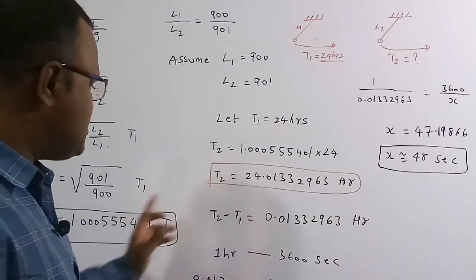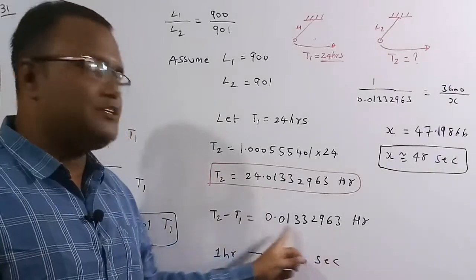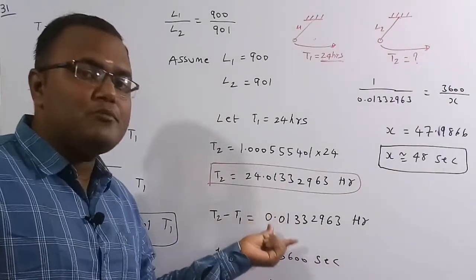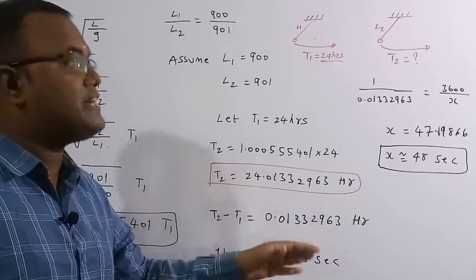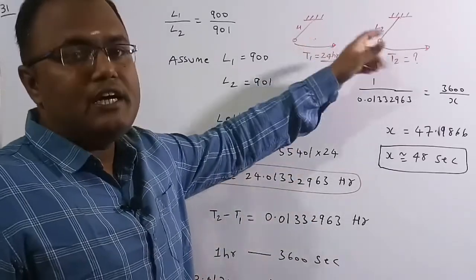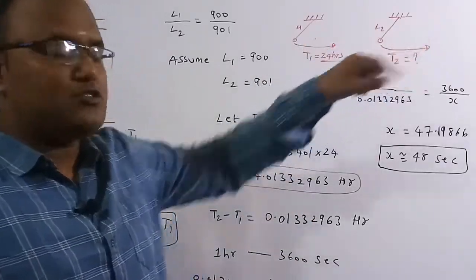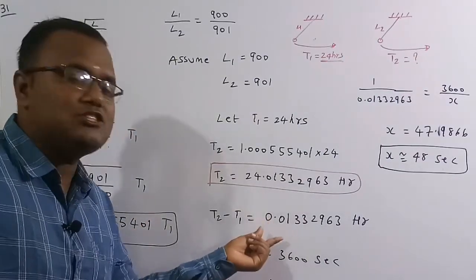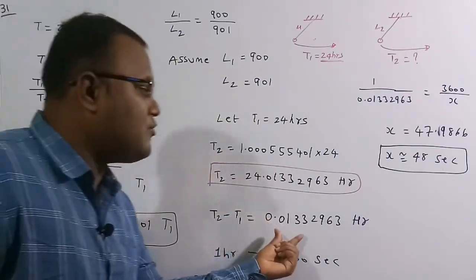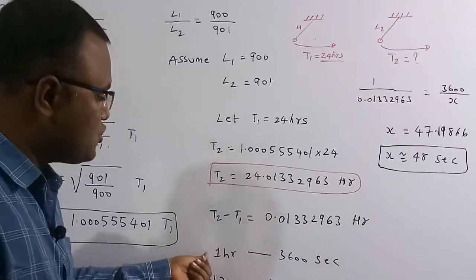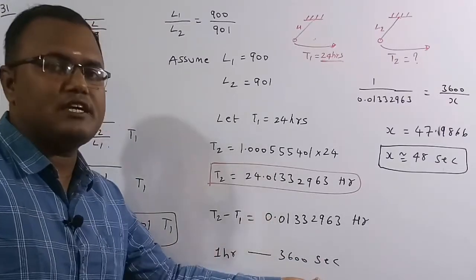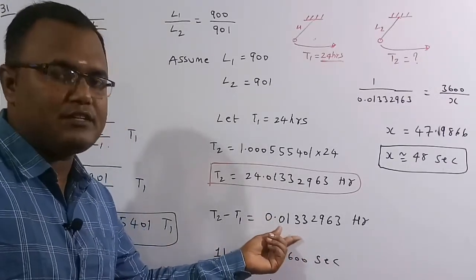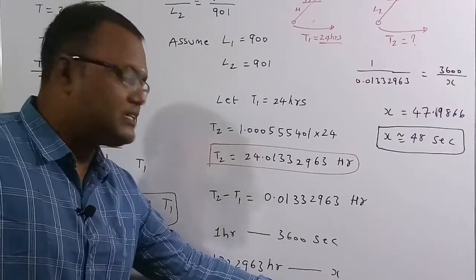So therefore if you take T2 minus T1, this is the value I am going to make. So this much extra time is going to be taken by the pendulum L2 in order to make one complete swing. So I want to convert this into seconds. How many seconds does this much hour correspond to? 1 hour is nothing but 3600 seconds. So I want to know how many seconds this one is.